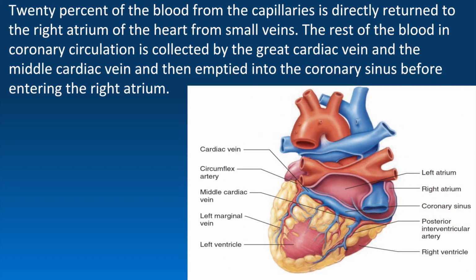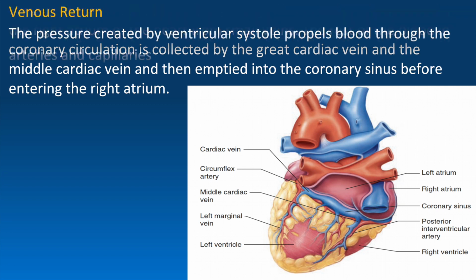20% of the blood from the capillaries is directly returned to the right atrium of the heart from small veins. The rest of the blood in the coronary circulation is collected by the great cardiac vein and the middle cardiac vein and then emptied into the coronary sinus before entering the right atrium.